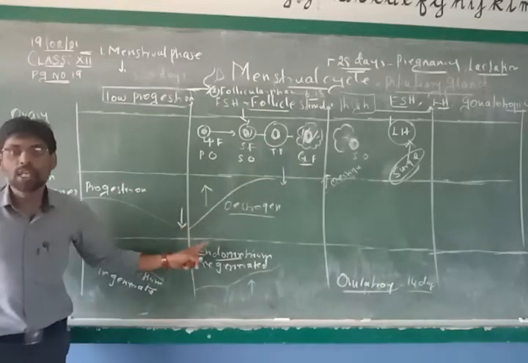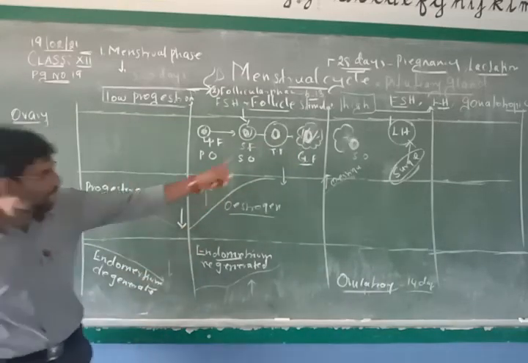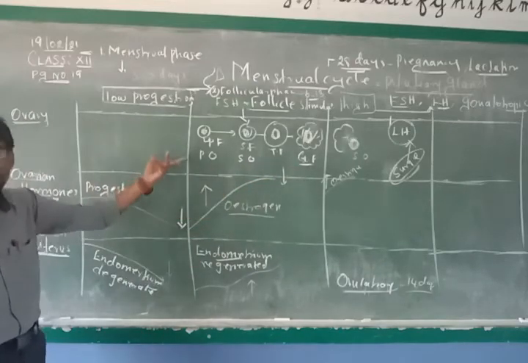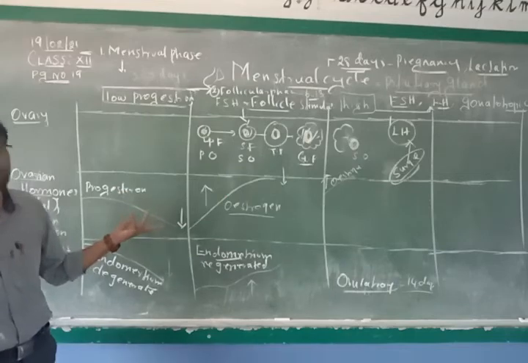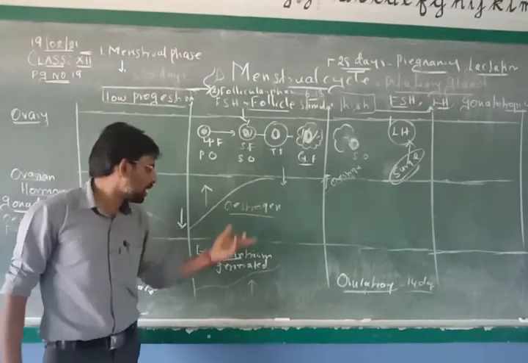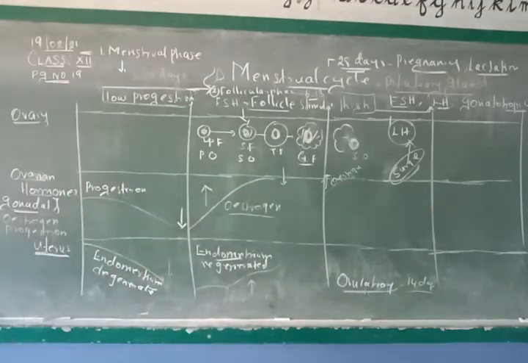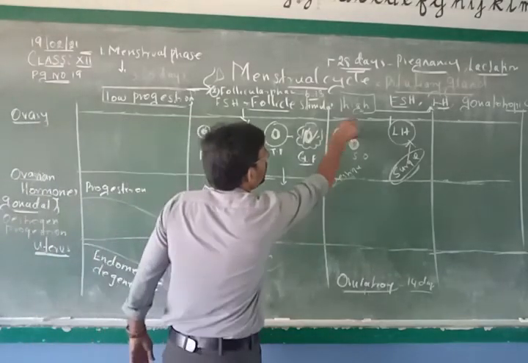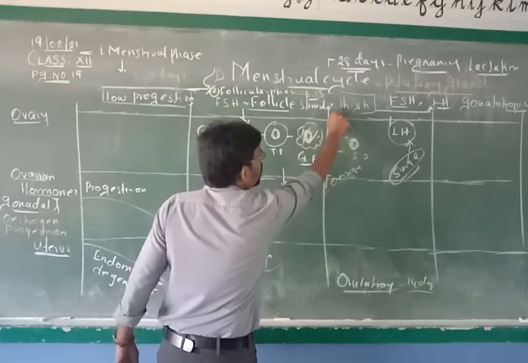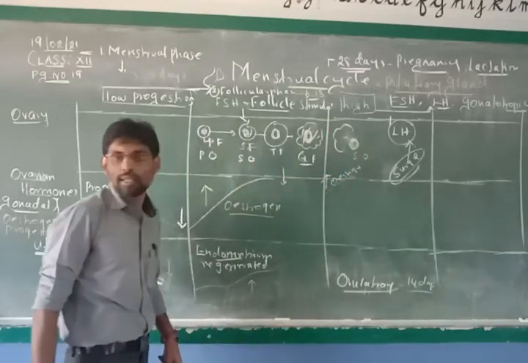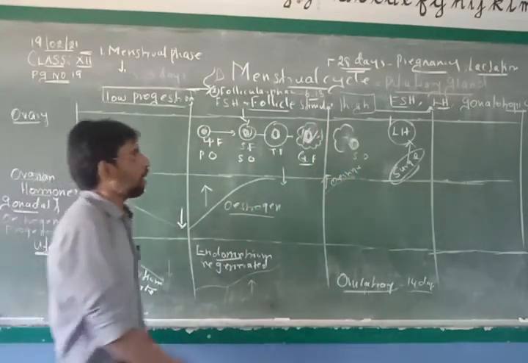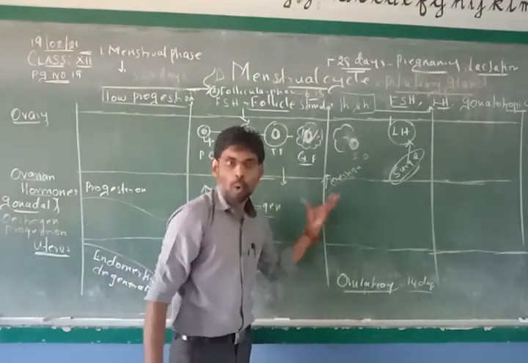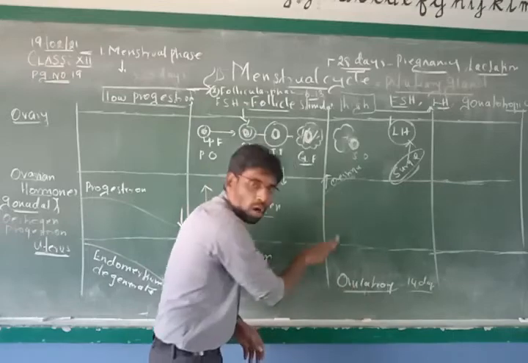At that time, estrogen is increased. Whenever graafian follicle is there, estrogen will be there. If graafian follicle is not there, estrogen will not be there. So now estrogen increases, and the endometrium will start. Now what is happening? This high level of estrogen will influence a hormone called LH hormone. By that time the graafian follicle ruptures and releases the ovum. This phase is called ovulation.